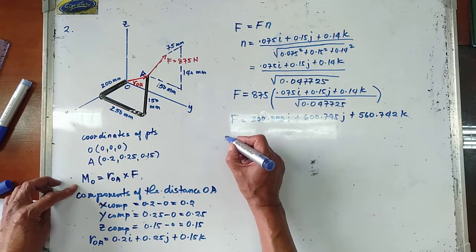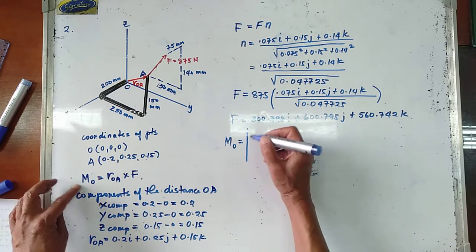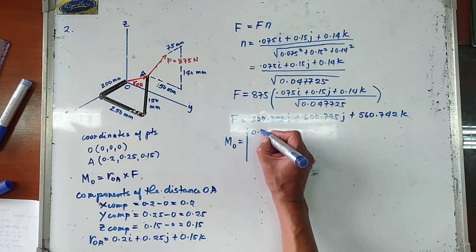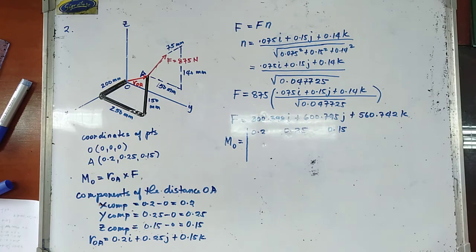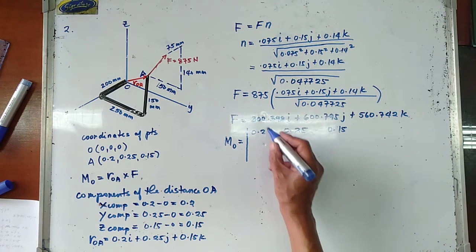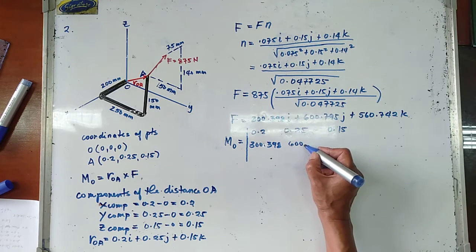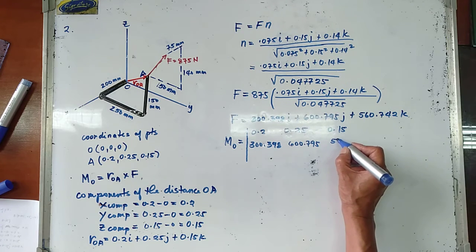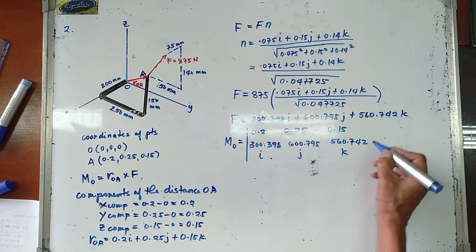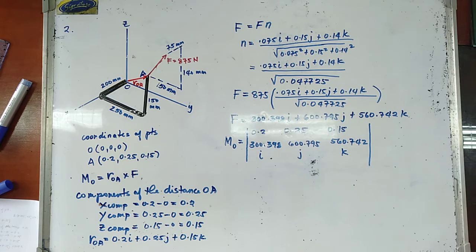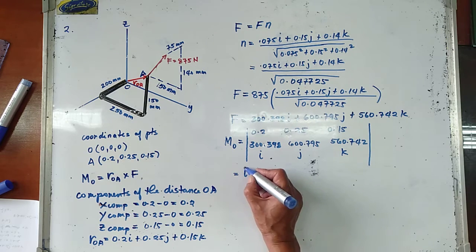The moment of the vector F about point O is now equal to the determinant with ROA: 0.2, 0.25, and 0.15, and then 300.398, 600.795, and 560.742. So this is your i, this is your j, and this is your k. Let us reduce this to a second order determinant.